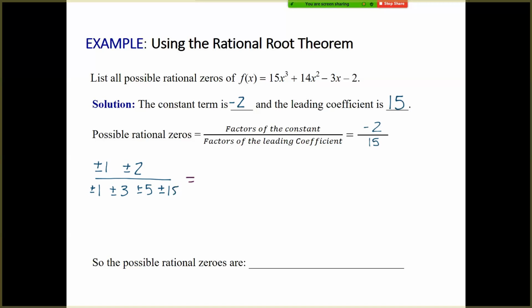Then we're going to figure out all the possible fractions that can be created. So first one we're going to focus on is this 1. I'm going to take 1 and divide it by all 4 of these, so I'm going to have 4 different answers. What's 1 divided by 1? 1. So the first possible answer is plus or minus 1. Then we're going to go to 1 divided by 3. So plus or minus 1 divided by 3 is just 1/3. We're going to leave it as 1/3.